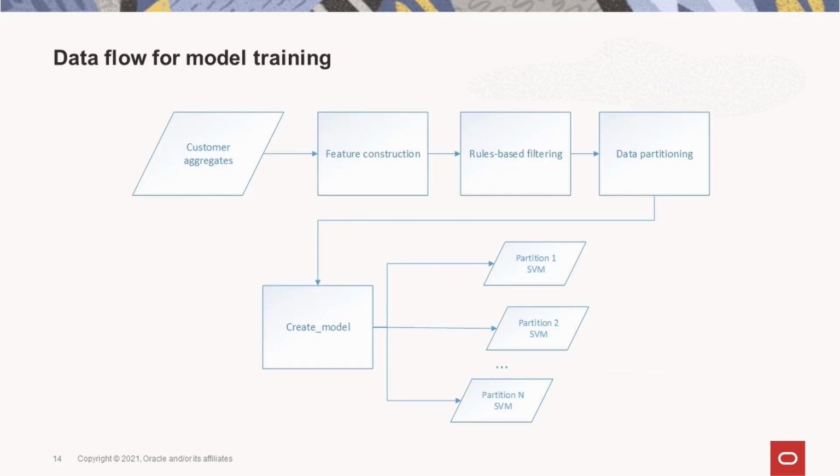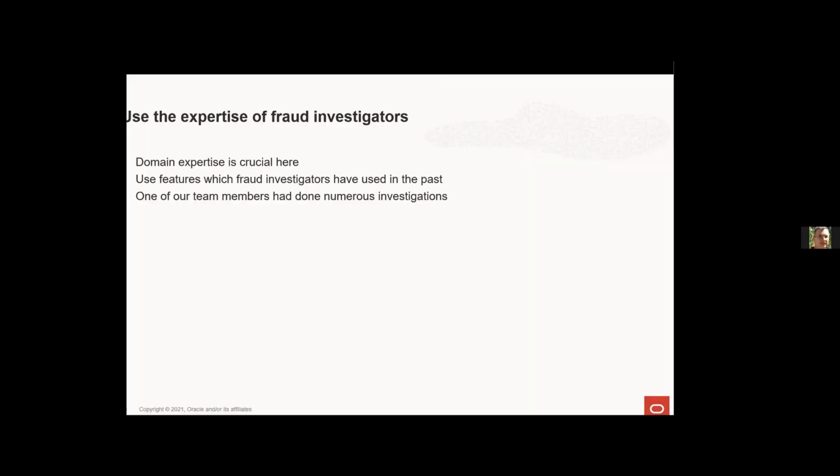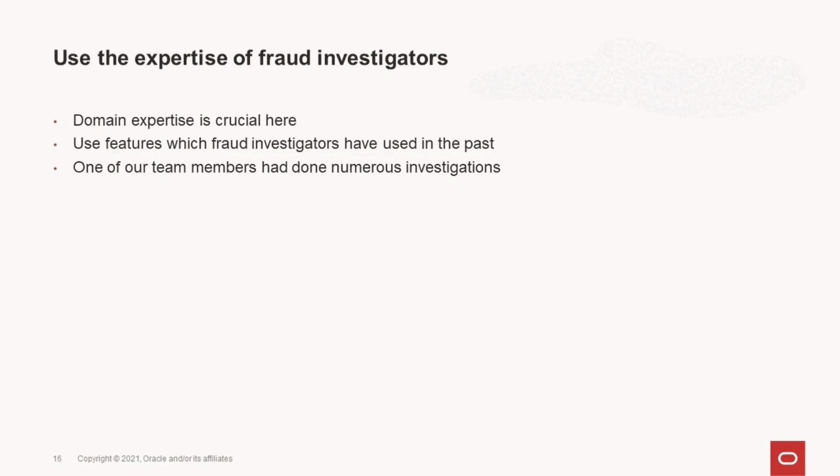We talked about the customer aggregates. There are several steps we go through. Of course, feature construction, and then we do something called rules-based filtering. After that, we use partition models. I'll talk about all these in detail. That's the rest of the presentation. So yes, we use create model, of course, but we use it in the partition model mode. I will discuss that as well. So let's talk about the features that we use. Keep in mind, I'll discuss mostly features for customer accounts.